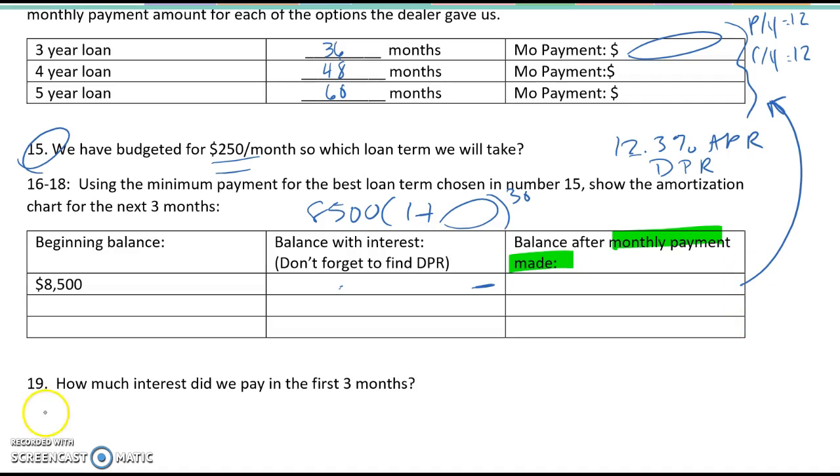And then once again, number 19, how much interest only did we pay in the first 3 months? Well, to figure out how much interest, you'll need to do a little more math to subtract these values here and then add up the difference. So hopefully that gets you going.